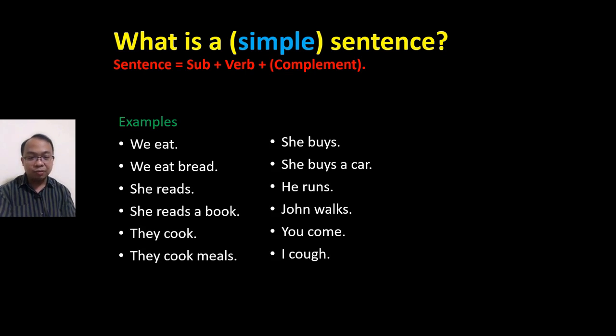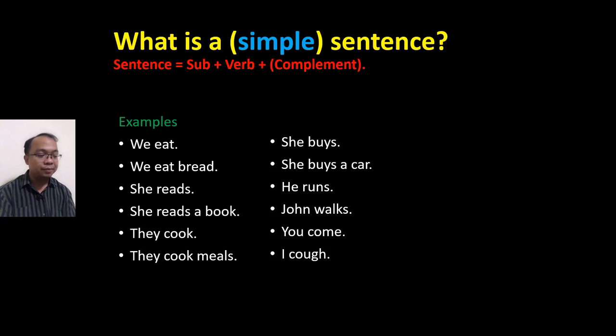How can you cook without having anything to cook? That's why the sentence "they cook" doesn't have any full meaning. It doesn't make any sense, and it is not a sentence. "They cook meals" is a sentence simply because it expresses a complete thought. All right, because we know that we have got something for cooking and we can cook.